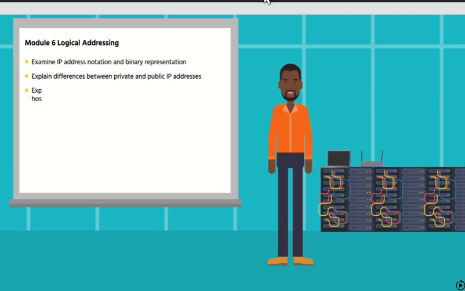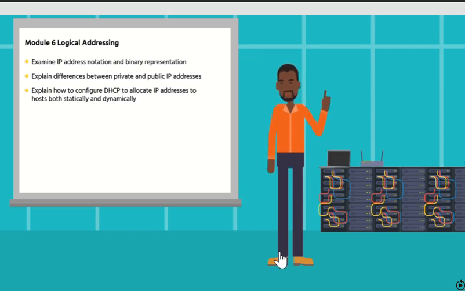Following that, we'll explore the Dynamic Host Configuration Protocol, a vital service that simplifies the management of IP addresses. You'll learn how Dynamic Host Configuration Protocol can be configured to allocate IP addresses automatically to hosts within a network, and how it can also assign specific static IP addresses when needed.